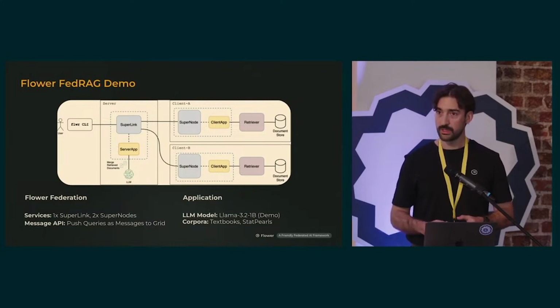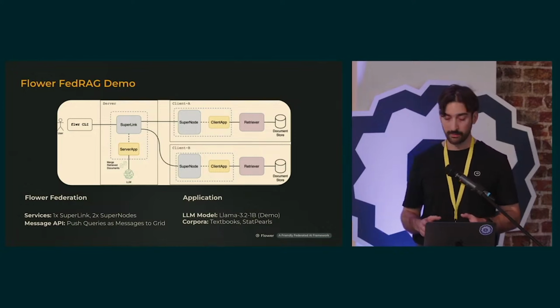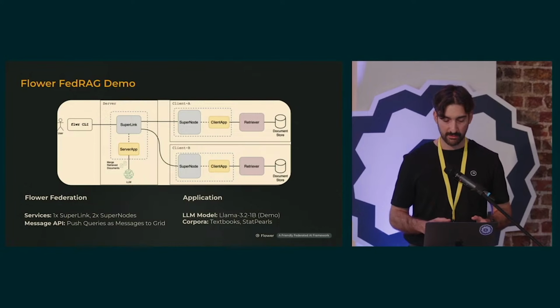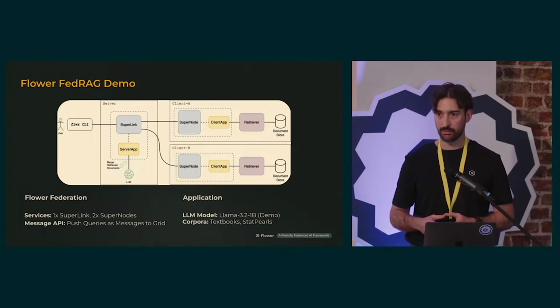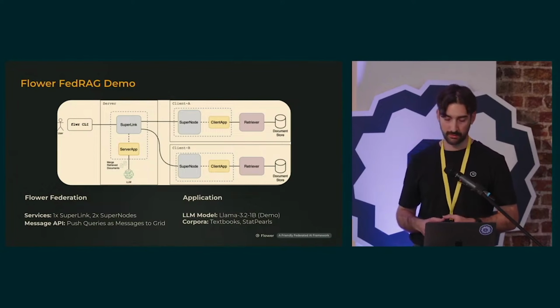Here, what I'm going to show shortly is how we implemented the federated RAG approach using the Flower framework. If you look at the architectural flow, you can see that the Flower services we have deployed are just one SuperLink and two SuperNodes, and the interaction between all of them is through the newly introduced high-level Message API. The core idea of the Message API is that all the queries that we want to execute in a decentralized fashion are pushed as messages to the grid of the federation.